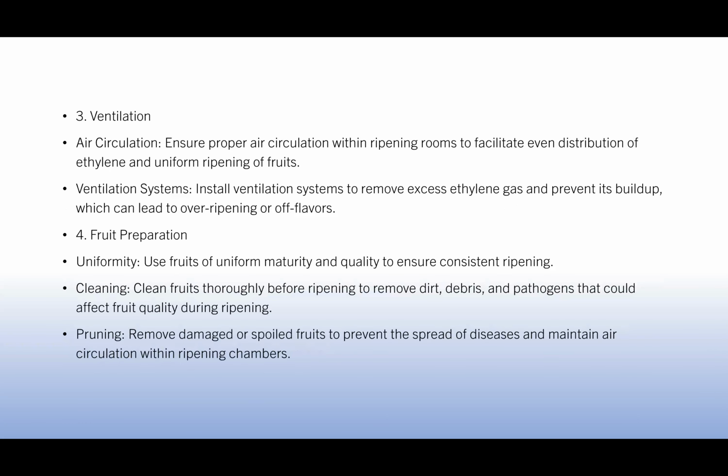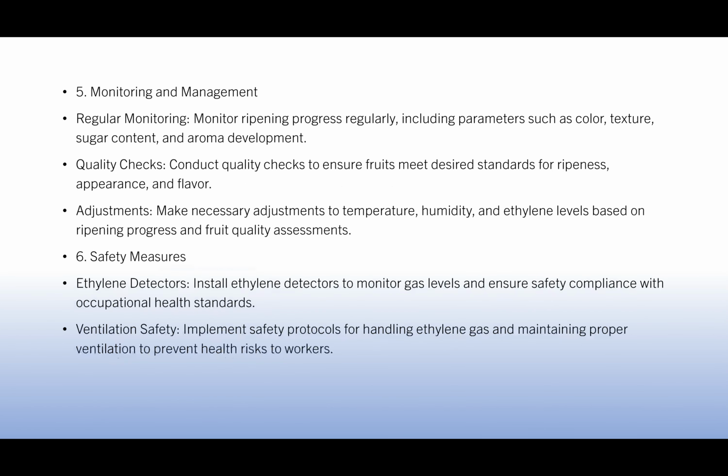We clean the fruits thoroughly before ripening them to remove any dirt, debris, and pathogens that could affect the ripened fruits. The riper the fruit, the more sugars it has. More sugars mean more pathogens and bacteria can feed on these sugars. So we need to clean the fruits before we put them through this ethylene process. And we remove any damaged or spoiled fruits that could spread diseases and affect the condition of the air and air circulation. So we remove any spoiled fruits to make sure it doesn't spoil the entire batch.